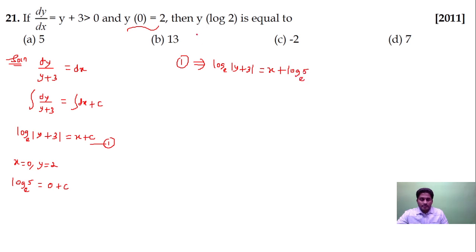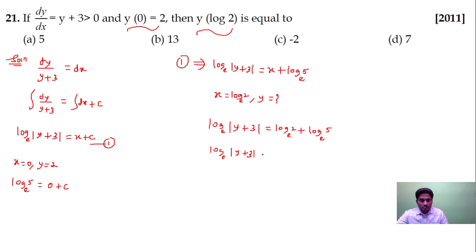Okay, now I'm supposed to find out what is y of log 2. That is, when x is equal to log 2, it's understood it is the base e. What should be the value of y? So this becomes log of y plus 3, and x is equal to log 2 to the base e. Log 2 base e plus this is log 5 to the base e.